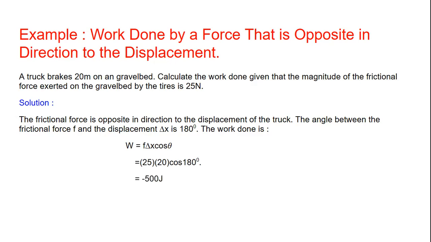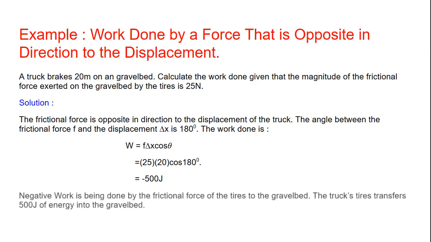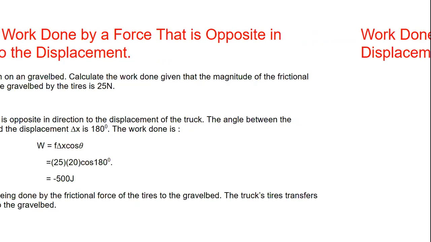Now you may ask the question, where does the minus sign come from? The minus sign is because negative work is being done, since the frictional force and the displacement are in opposite directions. And negative work means that the truck is giving 500 joules of energy to the gravel bed. So like I said, negative work is being done by the frictional force of the tires to the gravel bed, and the truck's tires will transfer 500 joules of energy to the gravel bed.